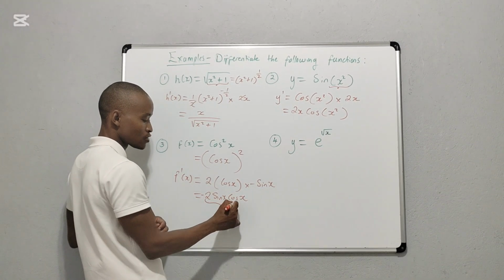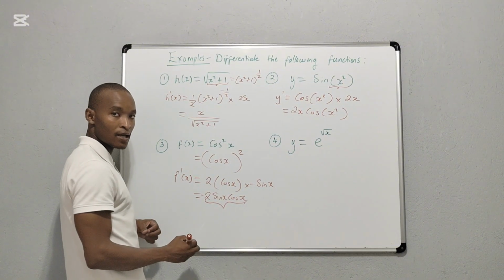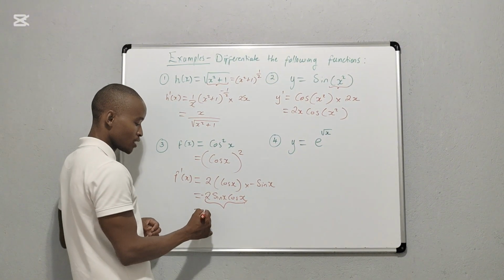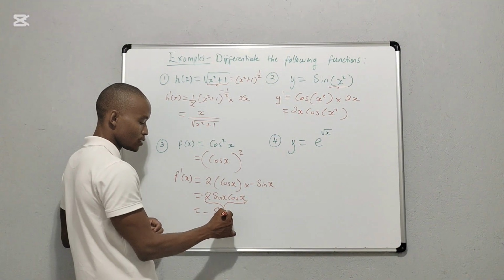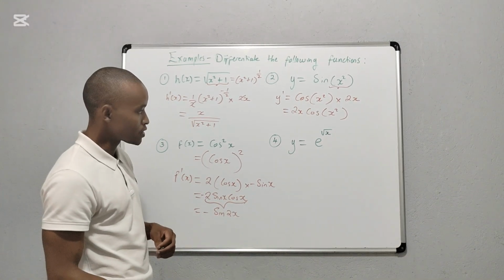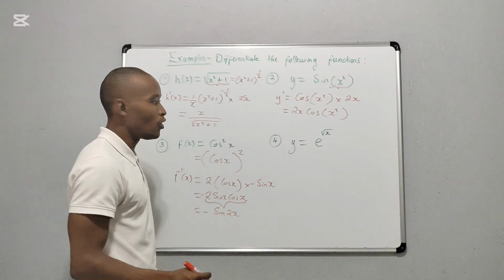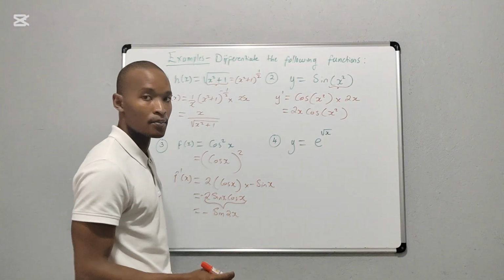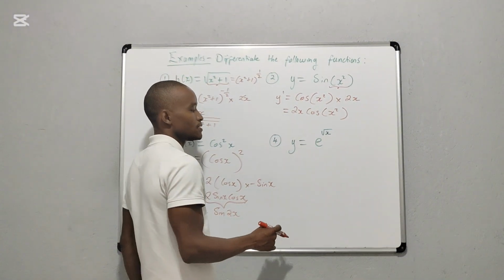Now this reminds us of the double angle identity for sine. So this becomes sine 2x. Okay. Good stuff. Number 4, we've got the natural number, base e.